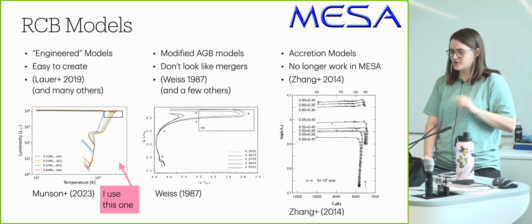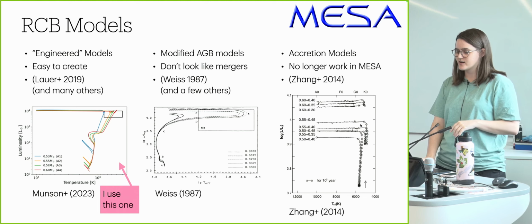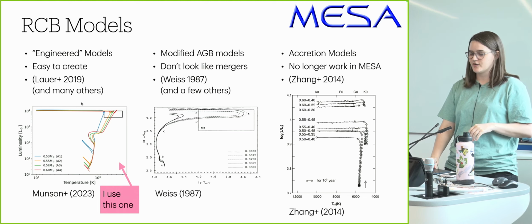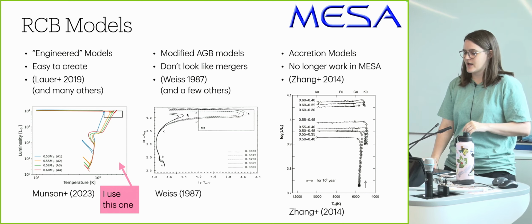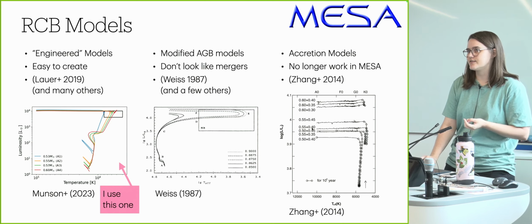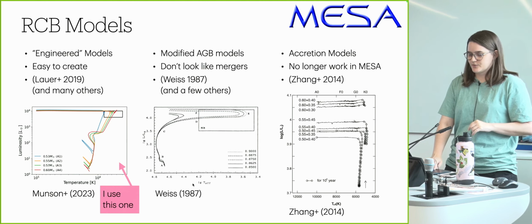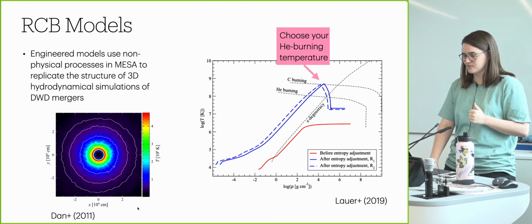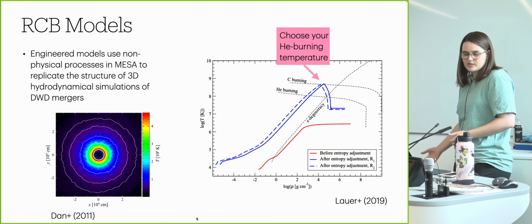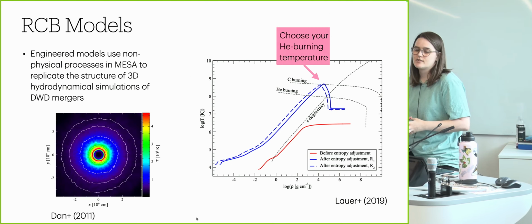And you can see they all have slightly different behavior up at the top right, which we call the R CrB box, which is the one I just showed. They all have slightly different behavior up here, but they all go to roughly the same region of the temperature and luminosity diagram.